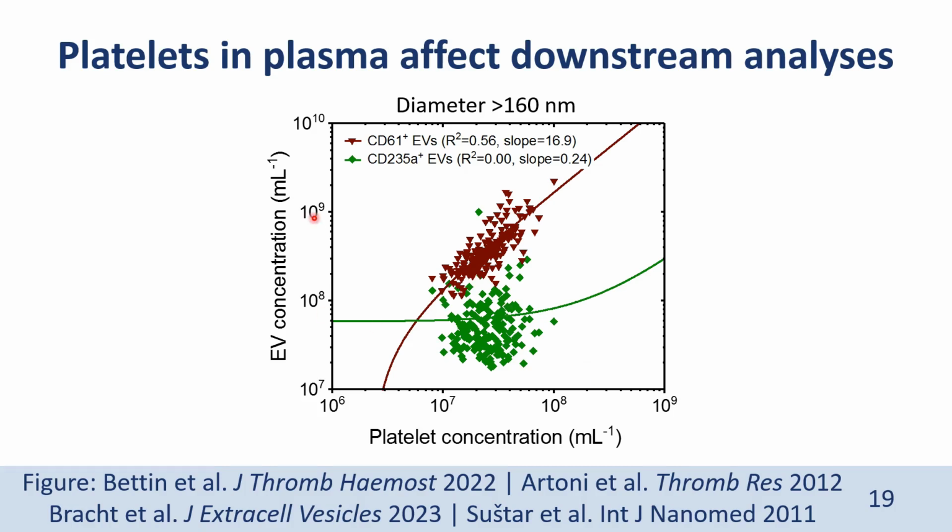Here you see the vesicle concentration in red for CD61 positive vesicles. Those are vesicles derived from platelets. And in green from CD235A EVs. These are vesicles from red blood cells. Versus the concentration of these residual platelets in plasma. And you see clearly that the concentration of platelet-derived vesicles scales linearly with the presence of platelets in plasma.